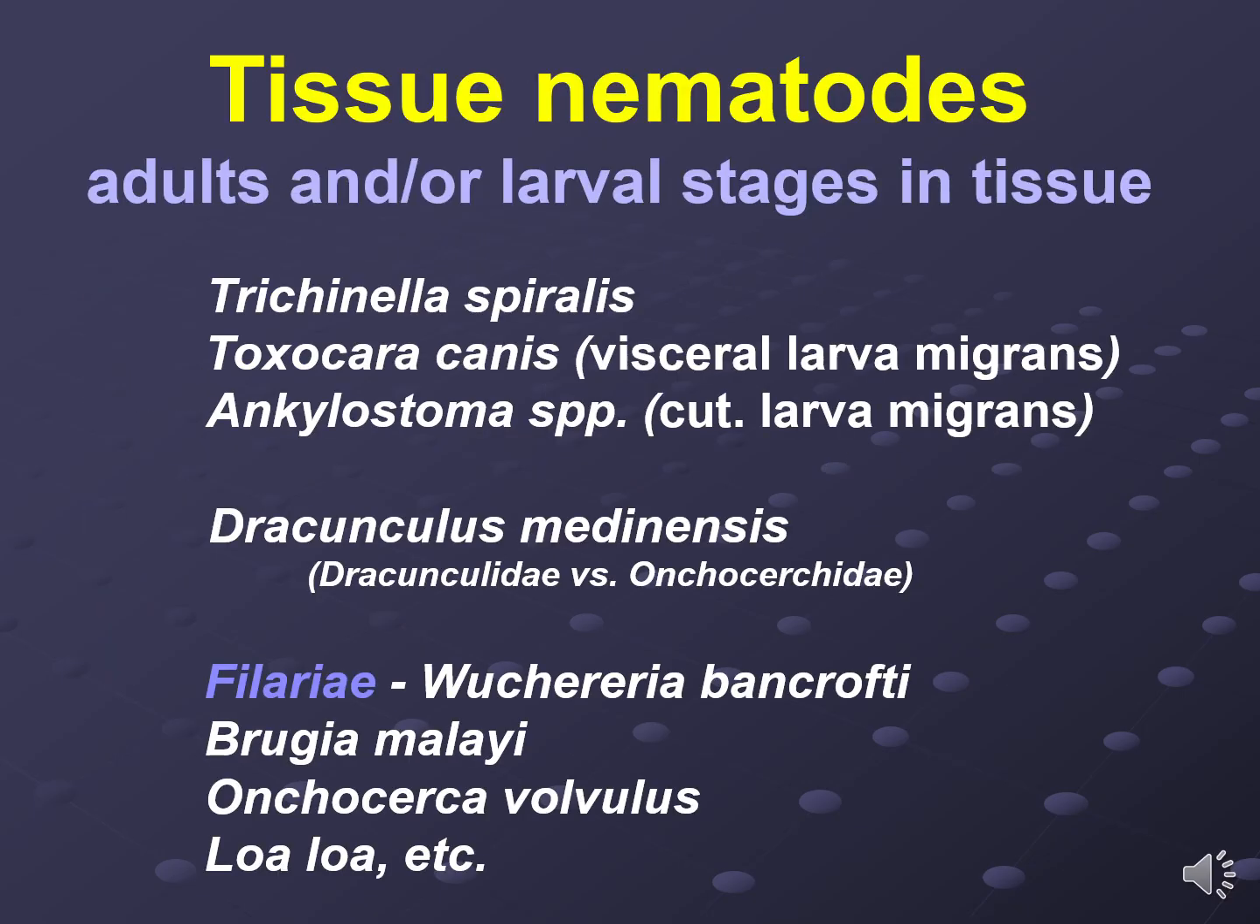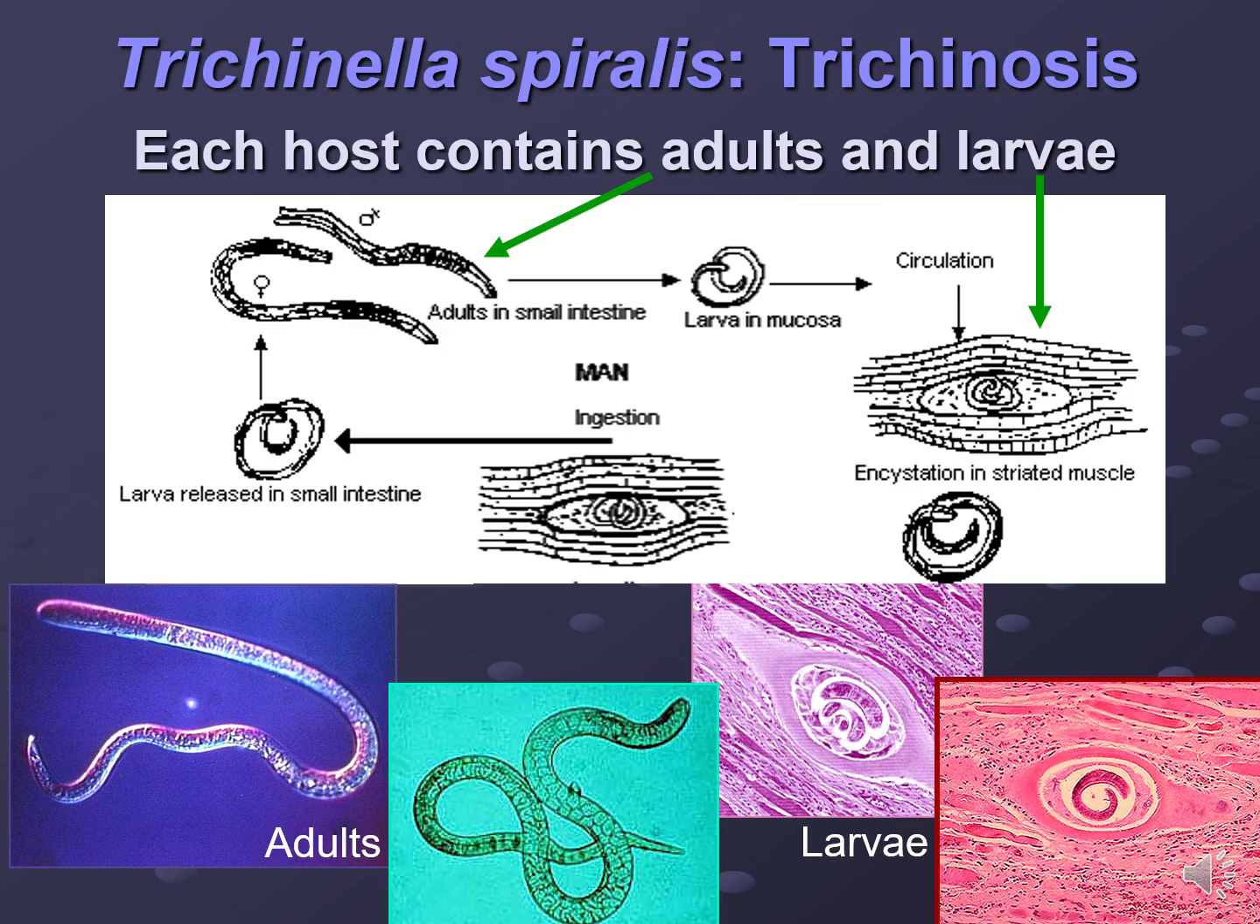Then we go to the tissue nematodes, which means that those are the roundworms which produce infection in the tissues of humans. Let's see how that occurs, and let me just sound to you some of the names: Trichinella spiralis, Toxocara canis, Ancylostoma species, Dracunculus medinensis, and the filarial worms, which we will come to study later. So let's start with these.